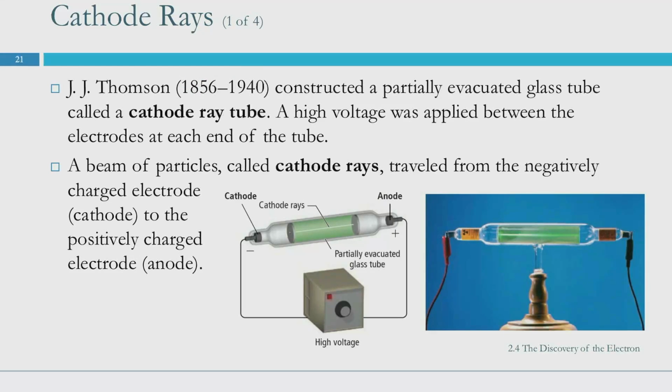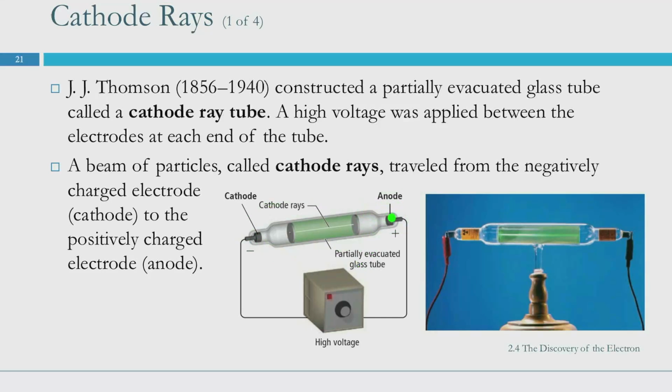and constructed a partially evacuated, partially vacuumed glass tube. So low pressure in this glass tube, kind of like our modern incandescent light bulbs. He called it a cathode ray tube. It sounds really cool. Sounds like a Bond villain sort of thing to make. He took a high voltage of electricity and applied it between the electrodes at the end of the tube. This is kind of what the tube looked like.